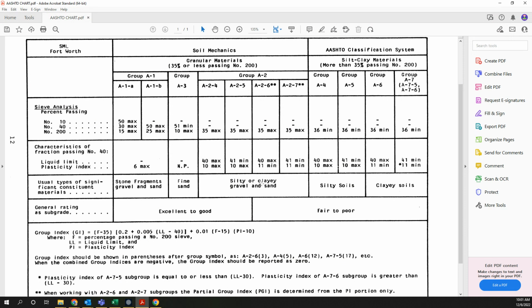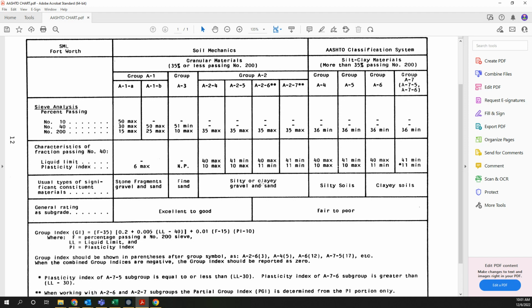In general, what I like to tell district staff to look for is your soil, if you're doing anything that has a subgrade, maybe a road or a feeding pad, where the soil subgrade is really important and needs to be able to hold up something of substantive weight. You're going to want something that has a general rating as a subgrade that's excellent to good. So that's going to be anything in an A1 group, an A3 group, or an A2-4, A2-5.